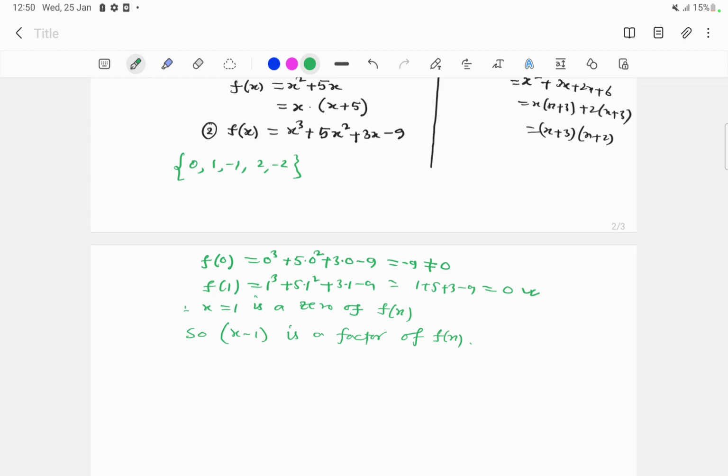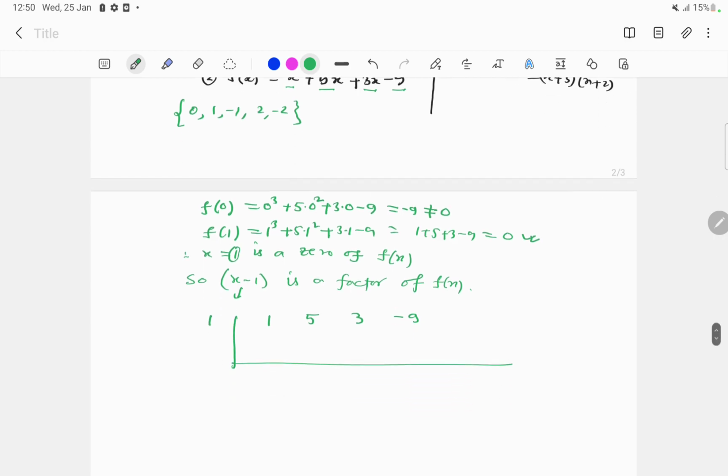Now since it is a factor, we just find the quotient. You can calculate the quotient in different ways. Let me use synthetic division here. First we write down the coefficients of f(x): 1, then 5, then 3, then minus 9. If you have some term missing, you put 0 in that place. Here we have degree 3, degree 2, degree 1, then the constant, so every term appears and we do not need to put 0. Suppose you had x cubed and 3x minus 9, then you would put 1, 0, 3, minus 9.